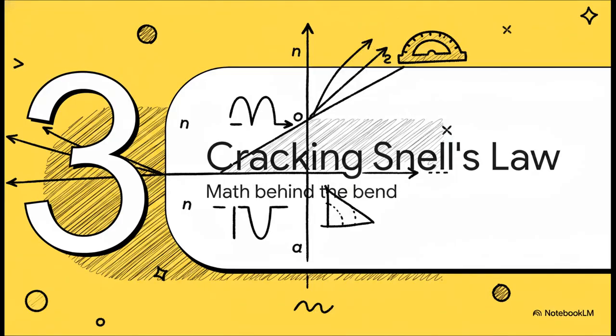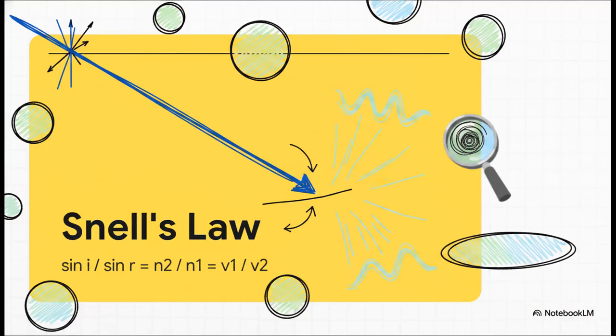Okay, we know why it bends and what it looks like, but let's get into the math. Section 3. Cracking Snell's law, the math behind the bend. Here is your mathematical master key. Snell's law tells us that the ratio of your angles, sin i over sin r, is perfectly linked to the refractive indices and the wave speeds of the two media. It might look a little intimidating, but it basically just means the sharpness of the bend is directly tied to how much the speed changed.